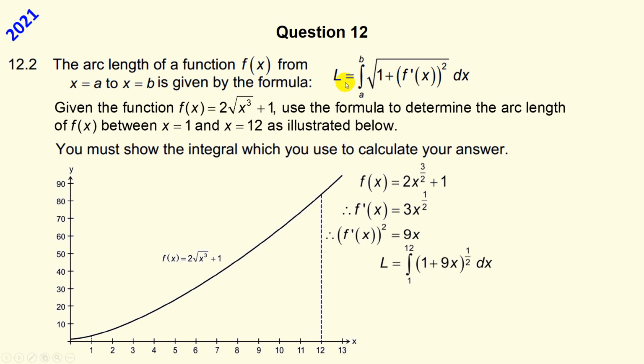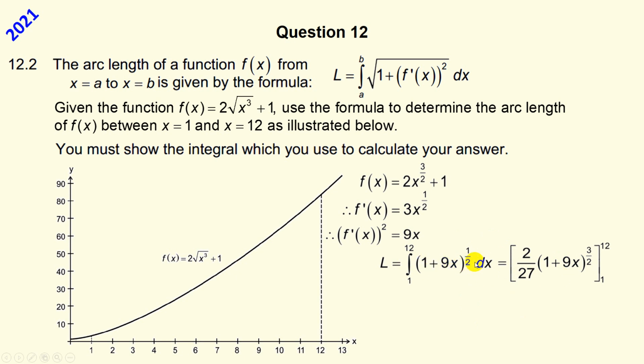So therefore, I have the integral from 1 to 12 of 1 plus 9x to the half, instead of square root. That is now an inspection or K method or substitution.